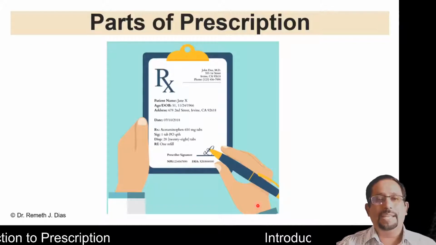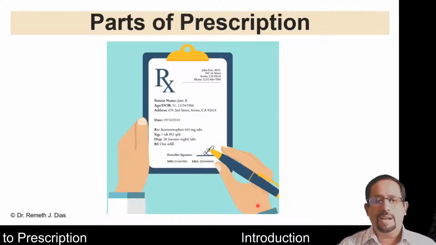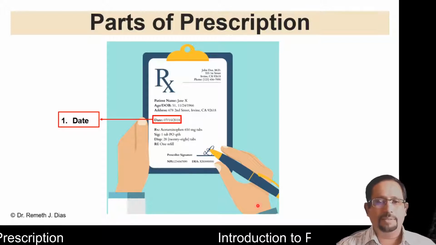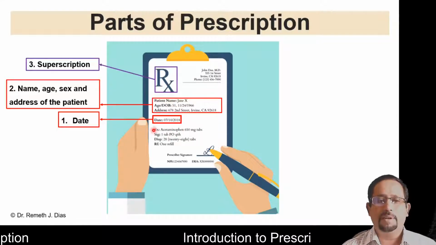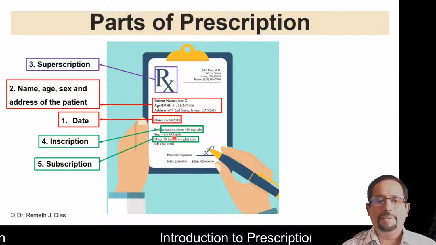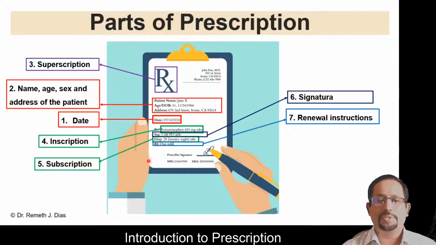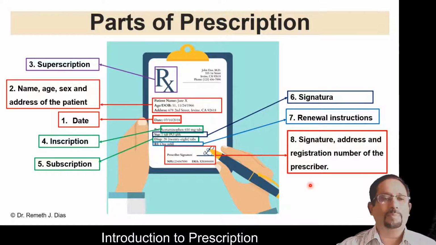So, we have seen 8 different parts of prescription, and why they are important. Now a quick recap of all the parts of prescription. Part 1, date. Part 2, name, age, sex and address of the patient. Part 3 is superscription. Part 4 is inscription. Part 5 is subscription. Part 6 is signatura. Part 7, renewal instructions. And Part 8 is signature, address and registration number of the prescriber.